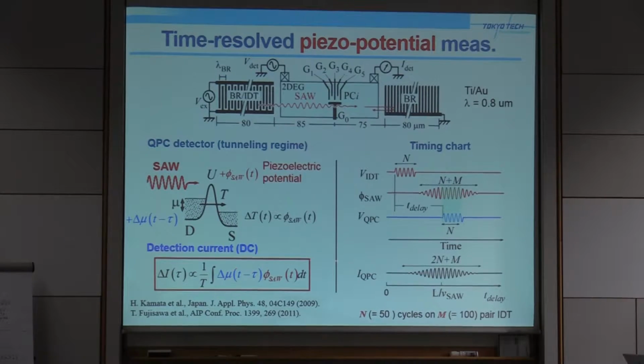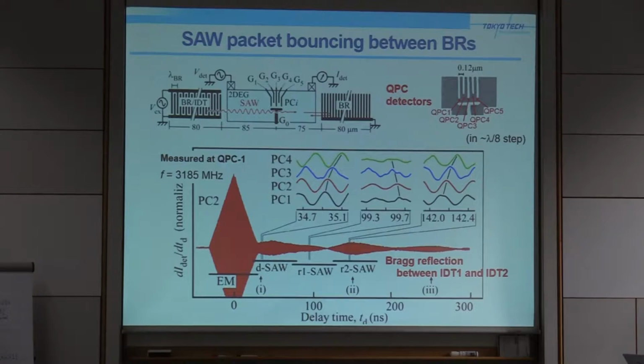But if you measure this detection current as a function of the delay time between the injection burst and the detection burst, you can see such an oscillatory current trace as a function of the delay time, which approximately measures the piezoelectric potential inside the cavity. So this method is quite informative for various surface acoustic wave characteristics. So this is the representative data.